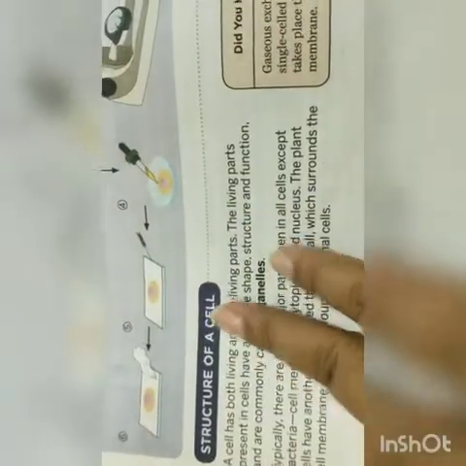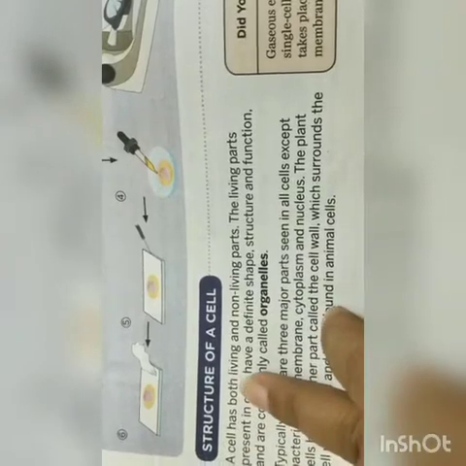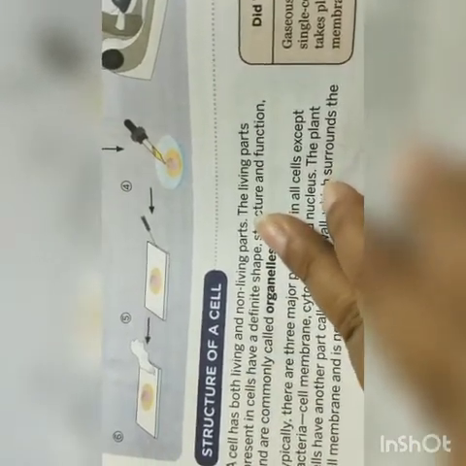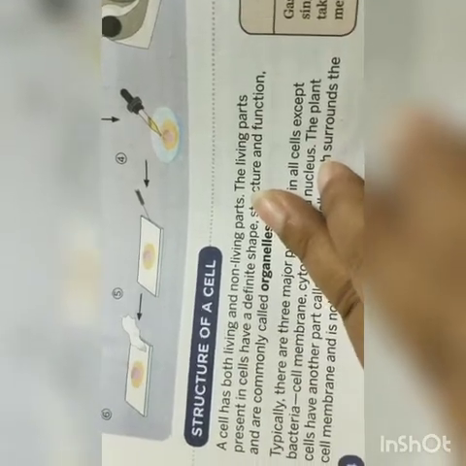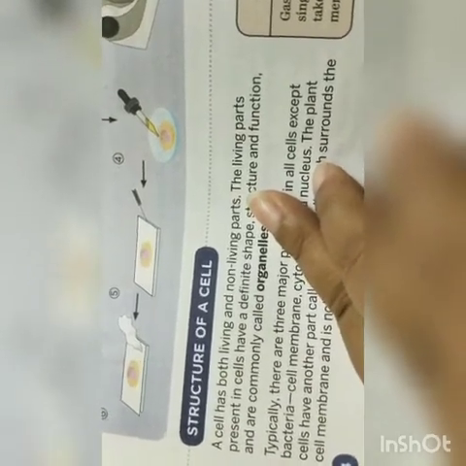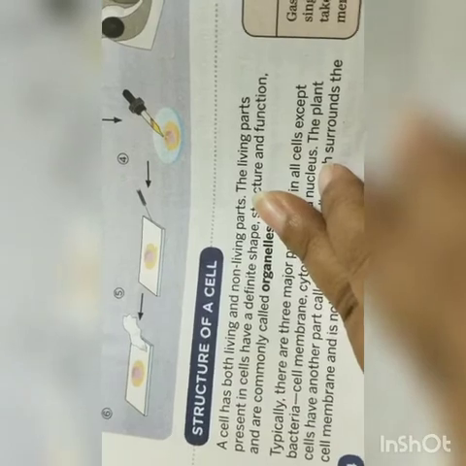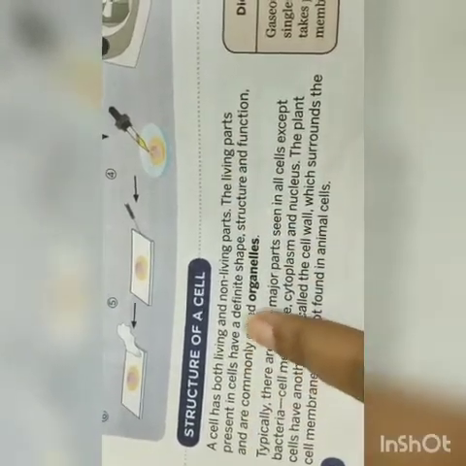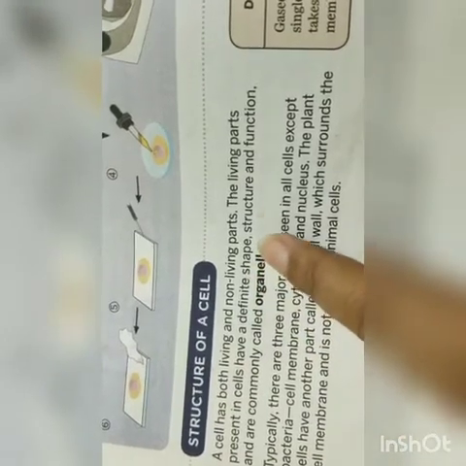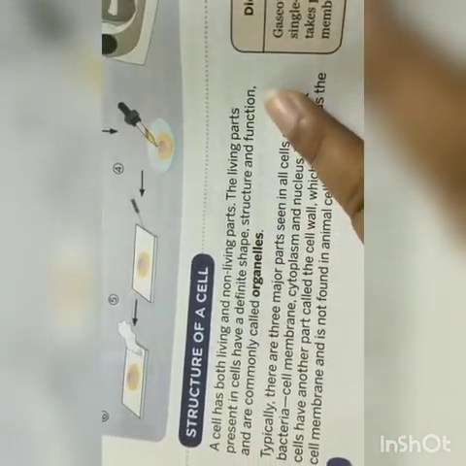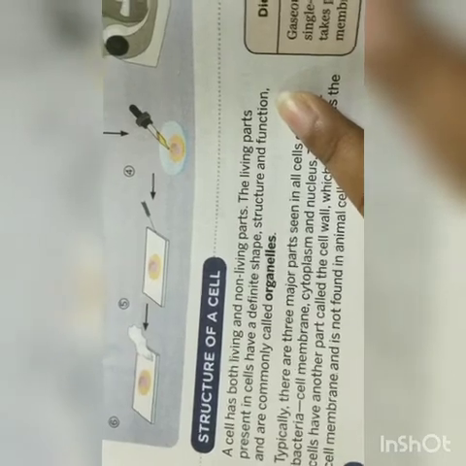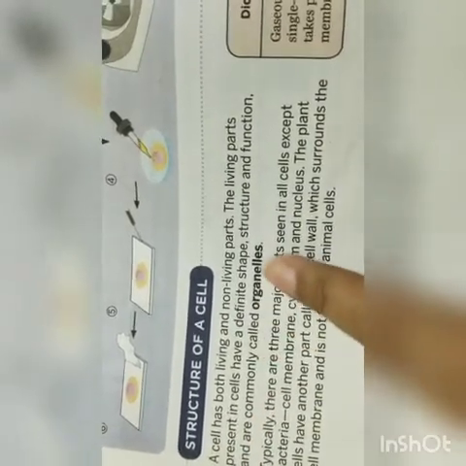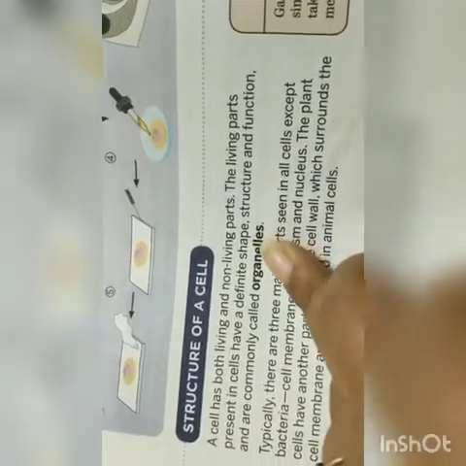Now, structure of a cell. A cell has both living and non-living parts. Even in a living organism, cells have both living and non-living parts. The living parts present in cells have a definite shape, structure and function, and are commonly called organelles.